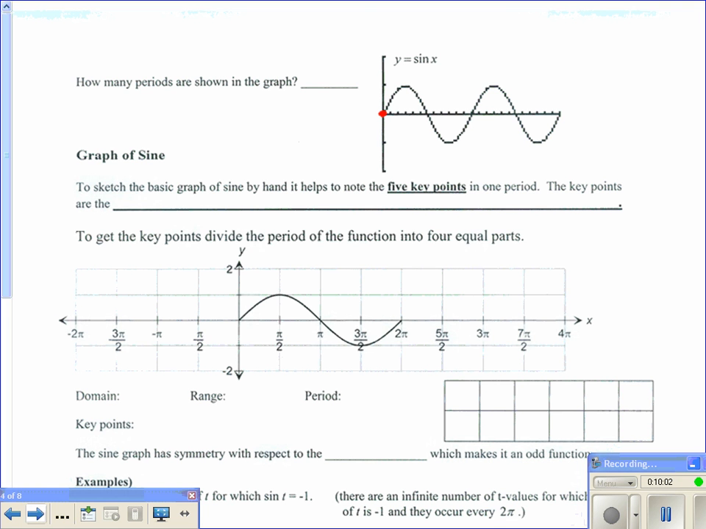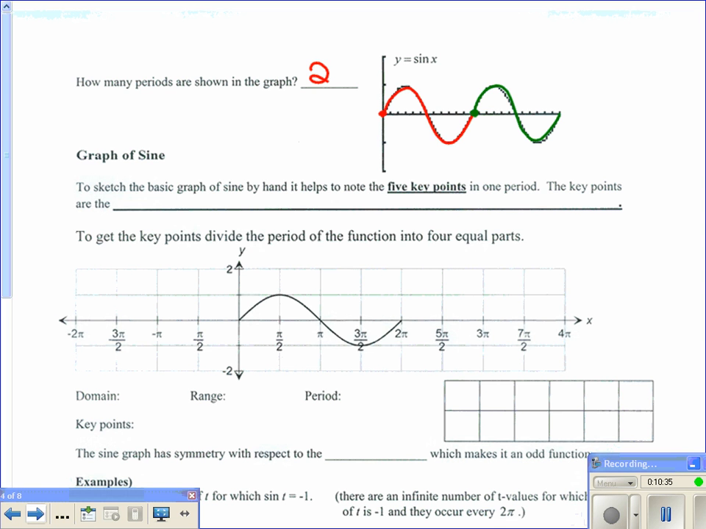So if I want to figure out how many periods are shown, or how many cycles, or how many waves are shown, it means the same thing. I'm going to look at one wavelength. From here to here, remember we said that was our parent graph for sine. So I know from there to there would be one cycle, or one wave. And when it starts to repeat would be right here. So at this point on my graph is where I'm starting to repeat. So I know that there are 2 periods shown in this graph.